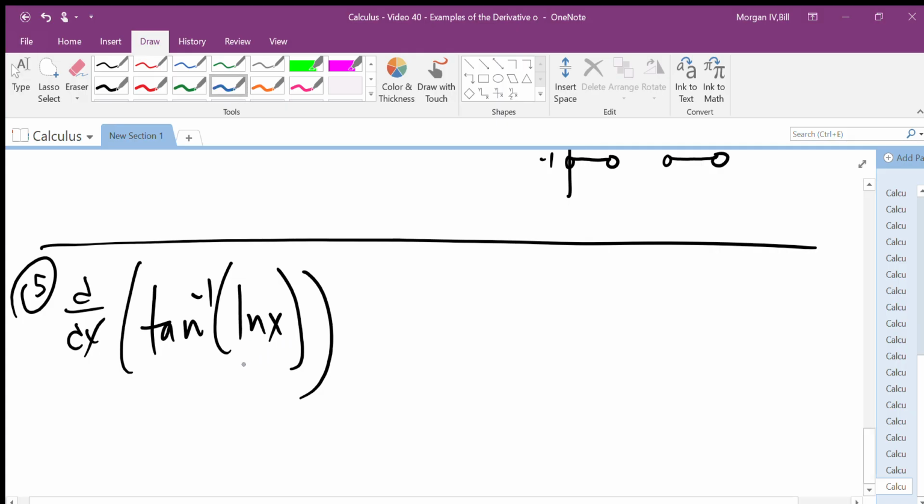All right, so what I'd like to think of is that natural log of x is u. And so I know the derivative of inverse tangent is u prime over 1 plus u squared.